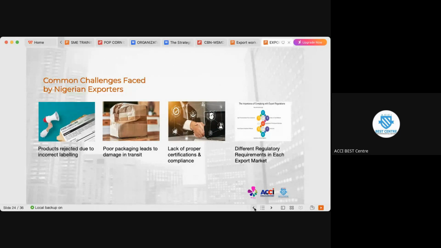Poor packaging leads to damage in transit. Just imagine this picture. You place an order, and because of an error from the supplier, it was not well done. That could make the product rejected. It could spill. Lack of proper certifications and compliance, we can't overemphasize that. Different regulatory requirements in each export market, we cannot also overemphasize that.